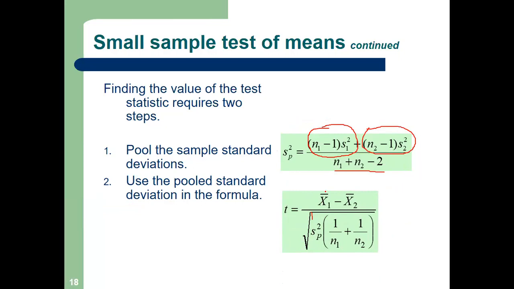x1 bar minus x2 bar divided by, please mind it, the whole root of sp square. In some books you will find they have taken sp out: if I take the square outside the root, the root becomes free. But if you want to write within the root you have to put it squared, sp square into 1 by n1 plus 1 by n2. This was the formula that we applied in yesterday's second problem. Is it clear, t-cal?